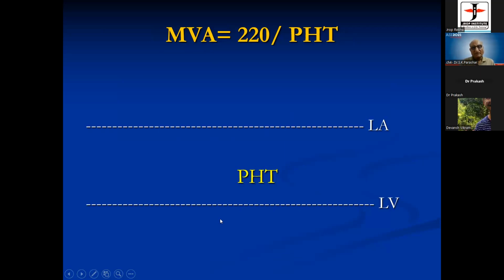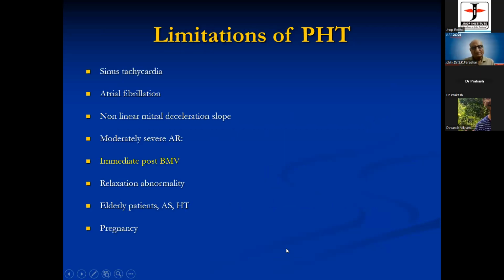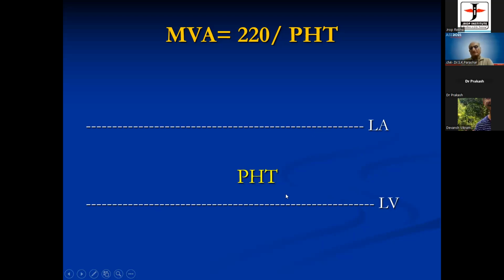To show you why this happens: in aortic regurgitation, the LV fills up from two sources. One is from the mitral, from the left atrium, that is in diastole. The aortic regurgitation is also in diastole. So because of the two sources, the LV diastolic pressure increases. When its diastolic pressure increases, this line will come up to this place. So your pressure half time will be reduced and your area will increase, which is by default.